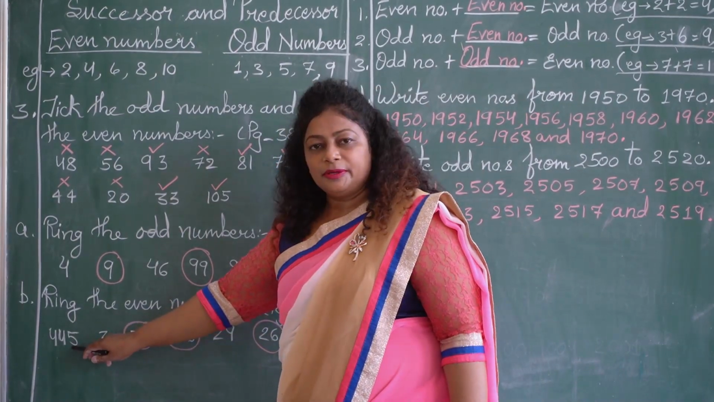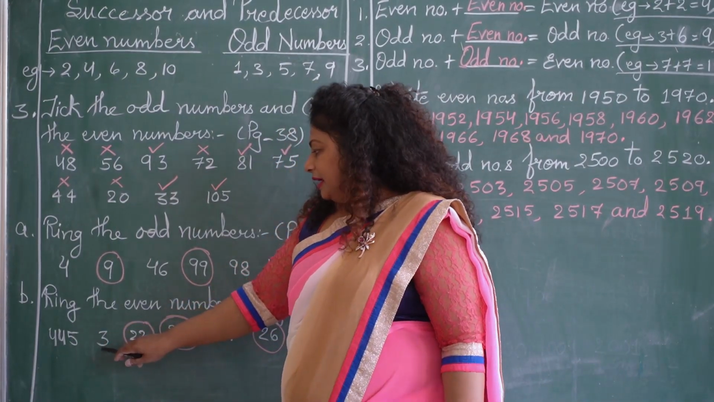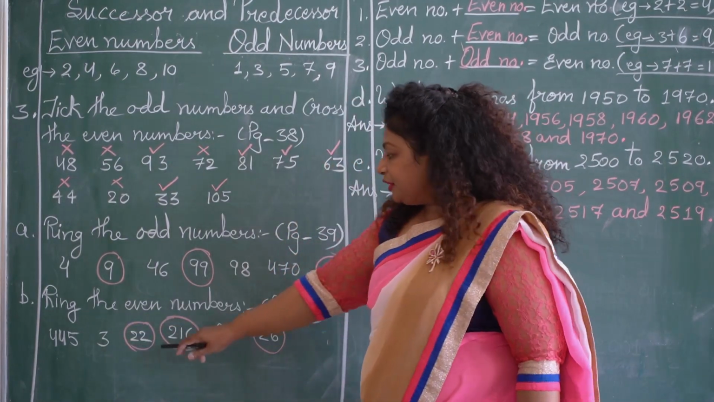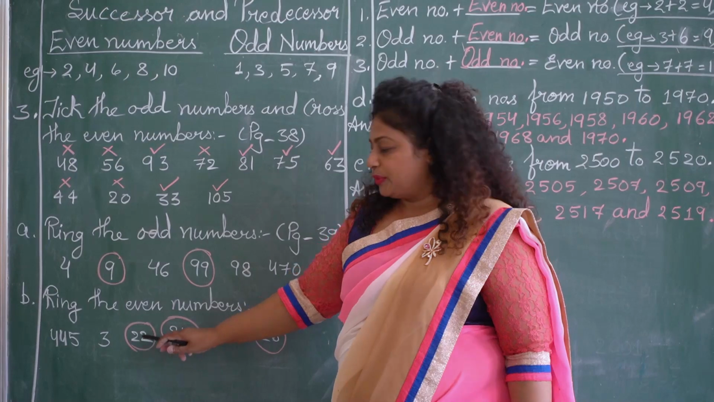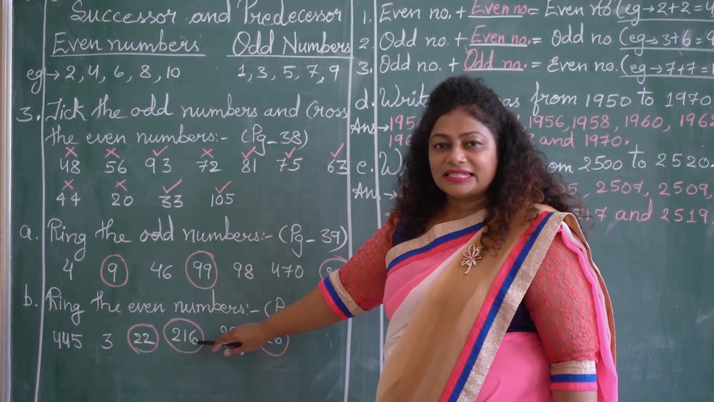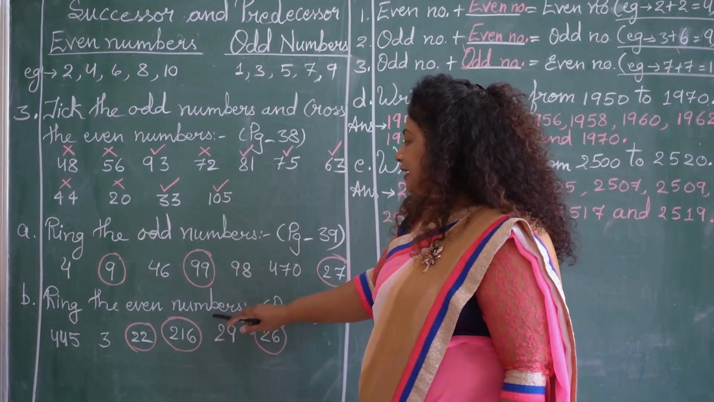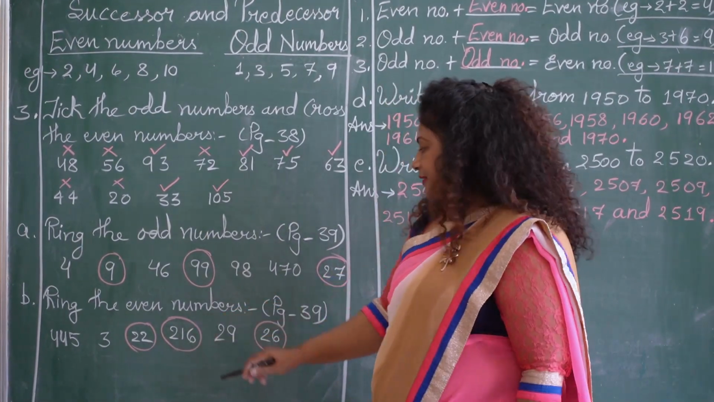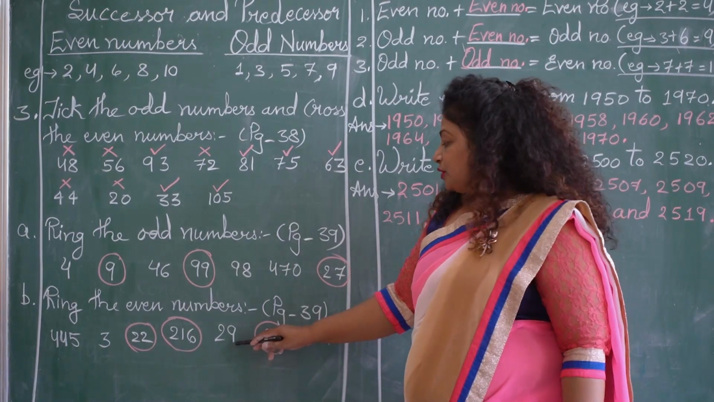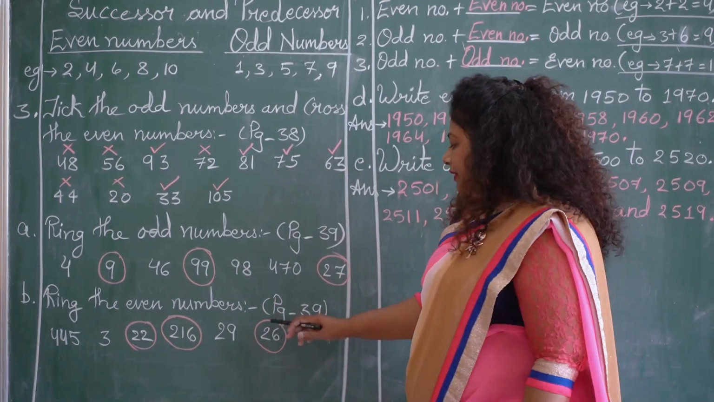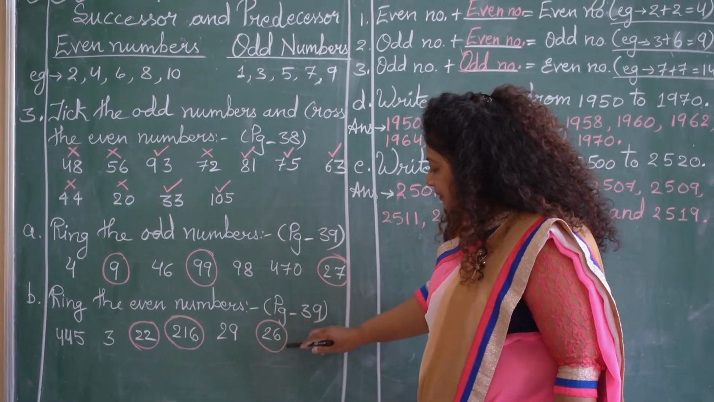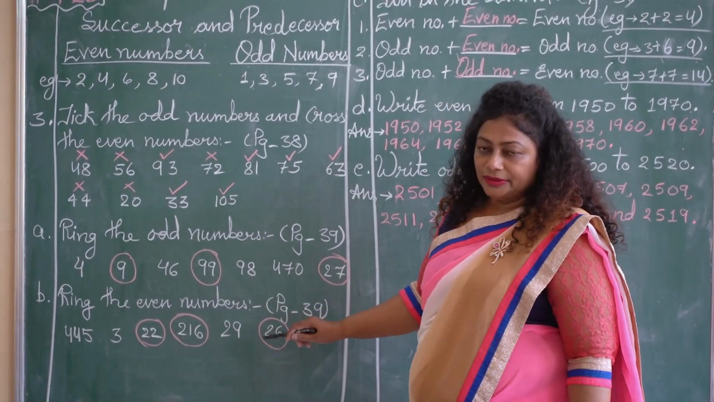445 is not divisible by 2, so it is an odd number. Number 3 is not divisible by 2, so it is an odd number. But number 22 is divisible by 2, so it's an even number. Let's circle it. Number 216 is divisible by 2, so it is an even number. Let's circle it. Number 29 is again not divisible by 2, so it's an odd number. Number 26 is divisible by 2, so let us circle it because it is an even number.